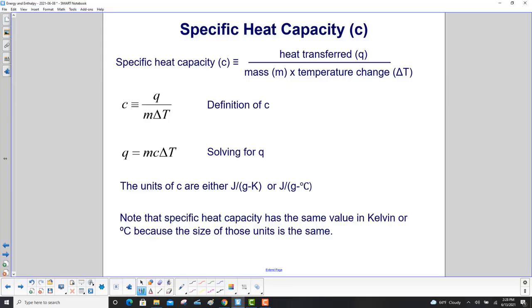Specific heat capacity is the heat transferred, or Q, divided by the mass times the temperature change. Here it is in equation format, c = Q/(m ΔT). We solve that for Q and we get Q = mcΔT. The units of c are either joules per gram Kelvin or joules per gram Celsius. And specific heat capacity has the same value in Kelvin or degrees Celsius because the size of those units is the same.